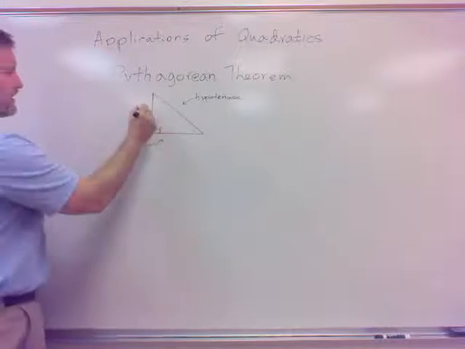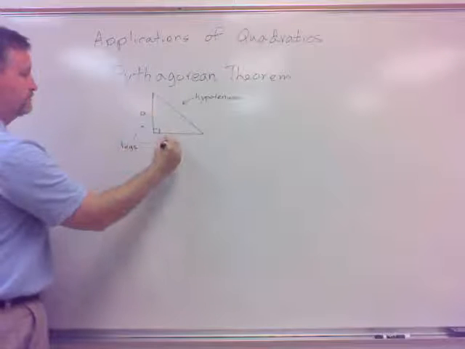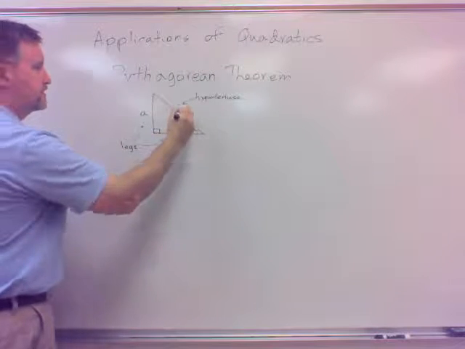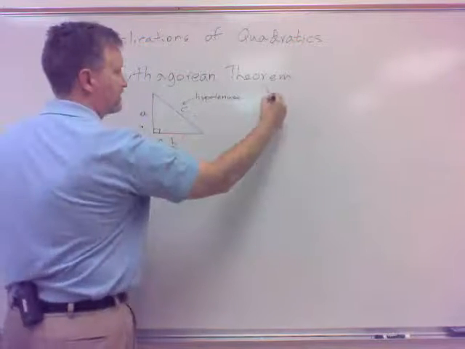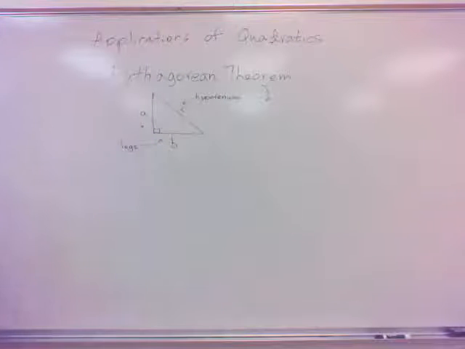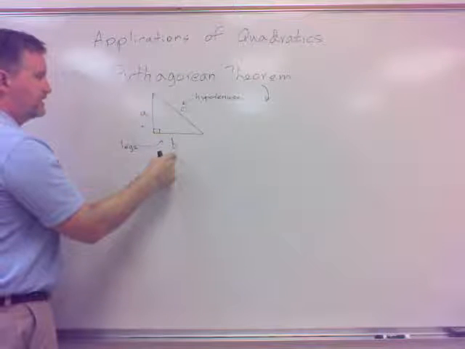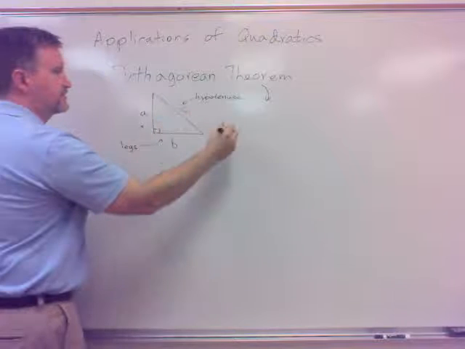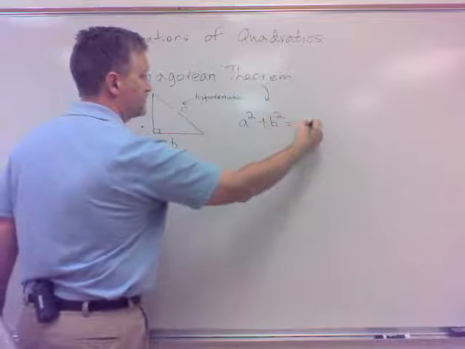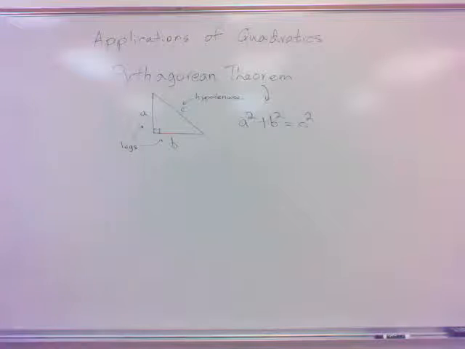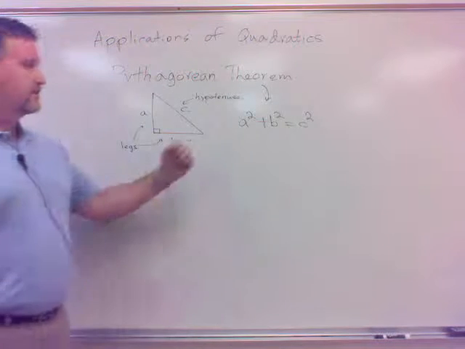Now, usually we label the legs A and B, right? And then the hypotenuse will be C. A and B for the legs and the hypotenuse C. And the Pythagorean theorem states the relationship amongst the sides. If you square the legs and add them together, that equals the square of the hypotenuse. So A squared plus B squared equals C squared. It's what's known as the little Pythagorean theorem. It's always the relationship amongst the sides.